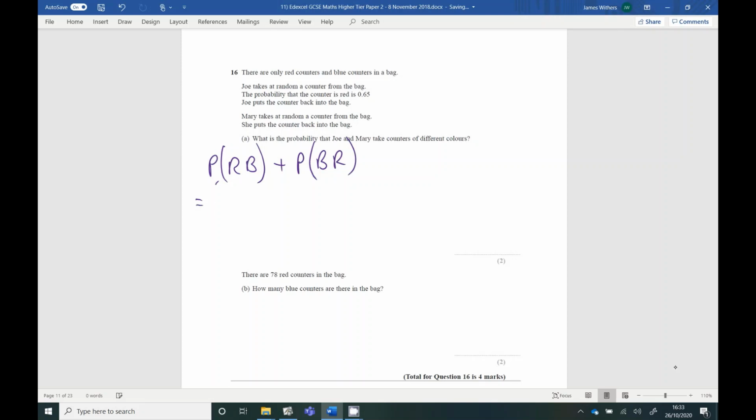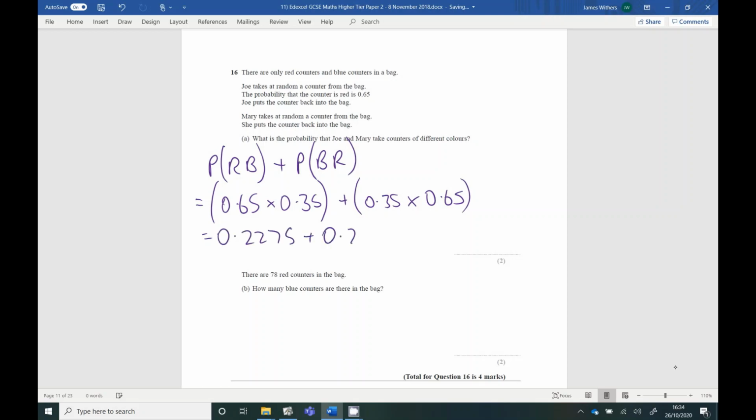So the chances of Joe getting a red is 0.65. It goes back into the bag, so the probability of Mary then getting a blue is the rest, 0.35, and then vice versa. So 0.35, Joe getting a blue, and then 0.65, Mary getting a red. So 0.65 times 0.35 is 0.2275. So we've obviously got two of those. Add those together, we get 0.455.